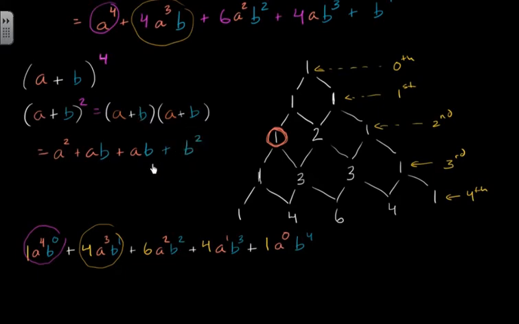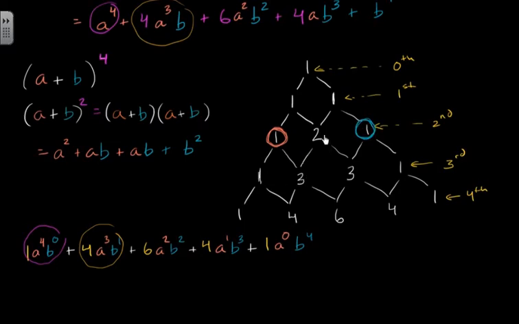Now this is interesting right over here. How many ways can you get an a squared term? Well, there's only one way. You're multiplying this a times that a. Now, how many ways are there of getting the b squared term? Well, there's only one way. Multiply this b times this b.